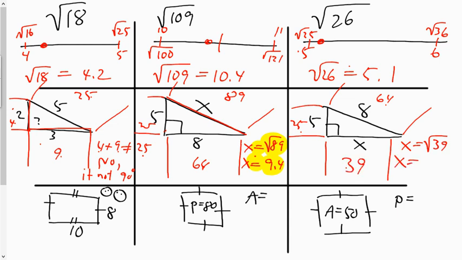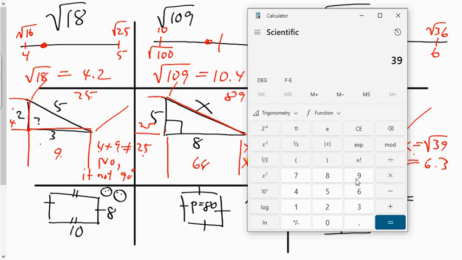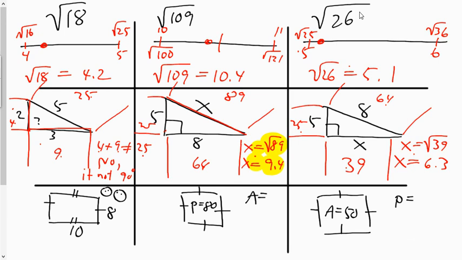Or x is going to be approximately equal to, since the square root of 36 is 6, I'm going to guess 6.3, but I think I might be a little high on that. Let's just see. Square root of 39. Oh, that's the wrong number. Square root, 6.24. Yeah, it's closer to 6.2 than 6.3.